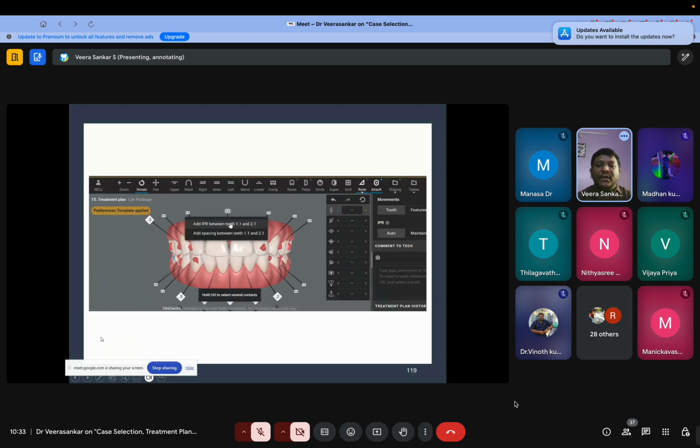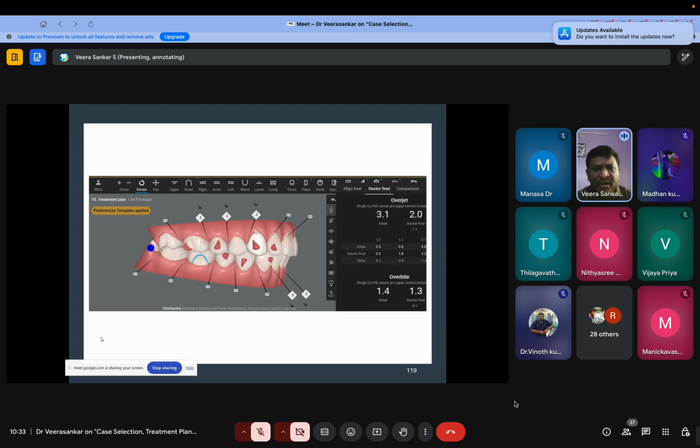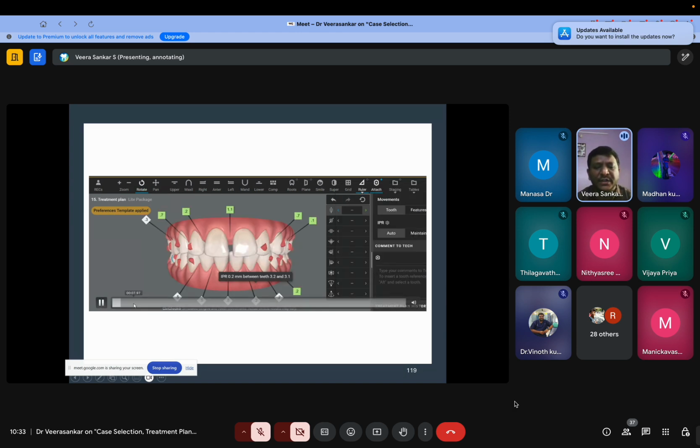So at that time, when we try to explain them, this is a black triangle and the teeth need more approximation and need IPR. Sometimes we feel reluctant to go ahead with the IPR because it has not been told earlier, and the patient still complains that the space is not closed. The space is there between the teeth. But to be frank, the teeth have already approximated in the midline region.